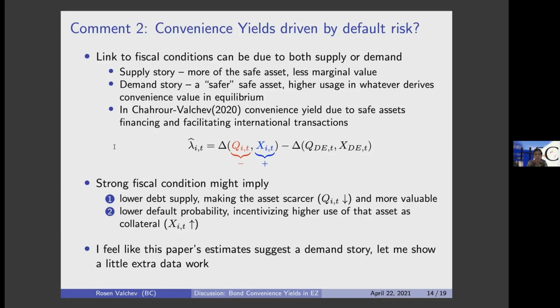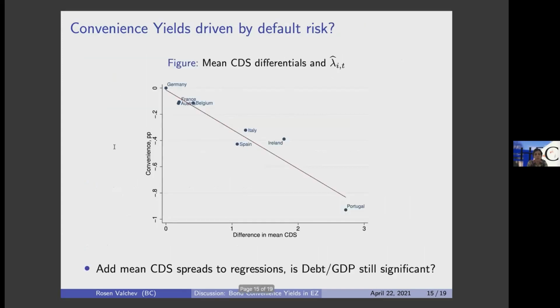Okay, so let me take a little bit of a look at the data. I constructed a partial reconstruction of Zhengyang's data set, but I'm also too lazy, so I only have two variables. I only did the convenience yield and then the CDS differentials within the Eurozone.